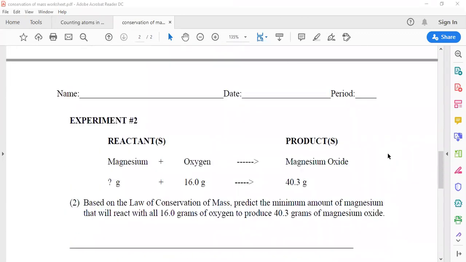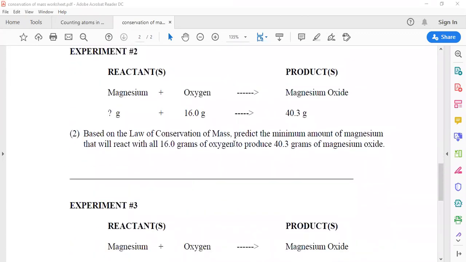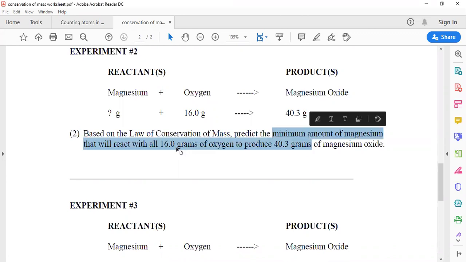Let's do another one. So we have magnesium plus oxygen, and they combine to form magnesium oxide. So this is our reactant, this is our product. Based on the law of conservation of mass, predict the minimum amount of magnesium you need to react with oxygen to produce 40.3.